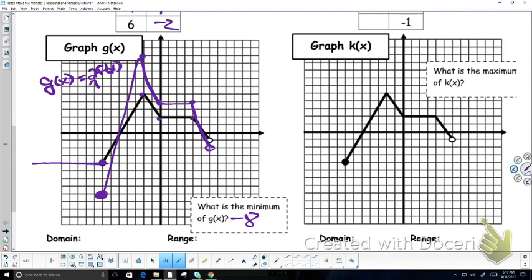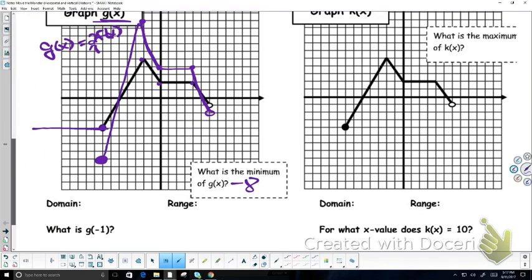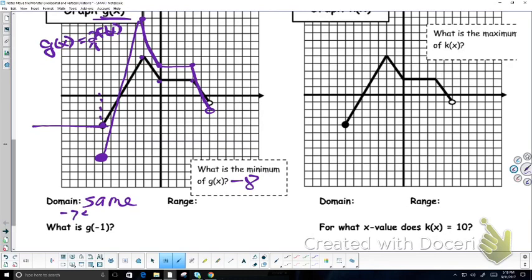Now, when you look at this g of x graph, this purple one we just did, you'll notice my domain did not change. So my domain would be the exact same as the original graph. Just to be clear, let's make sure we remember domain. This would be negative 7 is less than or equal to x, and then this right here is going to go to 6, and it's not included.